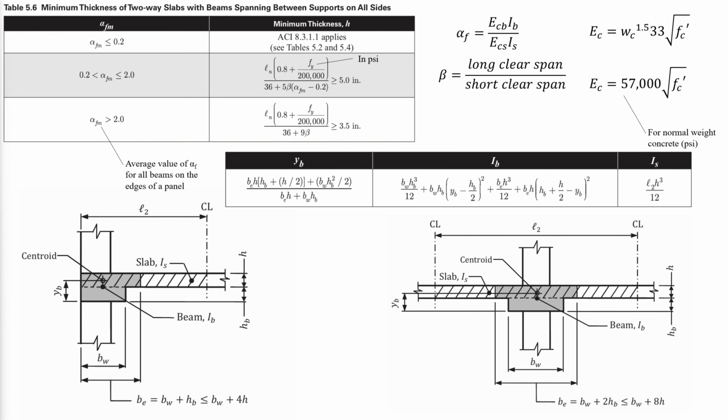Beta is the ratio of long to short clear spans, and Ln is the longer clear span, similar to the previously shown slab types. In edge panels with edge beams where the stiffness ratio alpha F is less than 0.8, the minimum determined slab thickness by the equations in Table 5.6 must be increased by 10%.